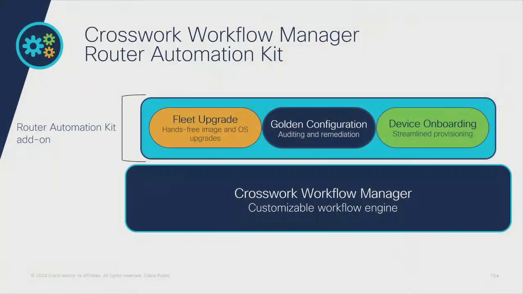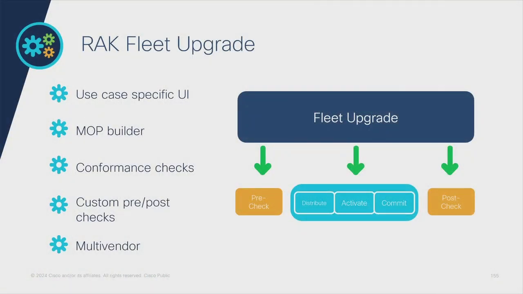So Router Automation Kit is this optional add-on to the Crosswork Workflow Manager. And it is composed of these 3 out-of-the-box use cases. So that's Fleet Upgrade, which is an image and OS upgrade workflow, Golden Configuration, which is an auditing and remediation workflow, and Device Onboarding, which is a provisioning workflow. So let's talk a little bit about RAC Fleet Upgrade first.